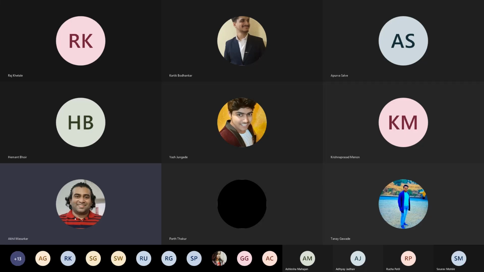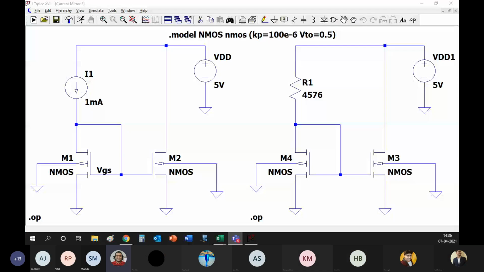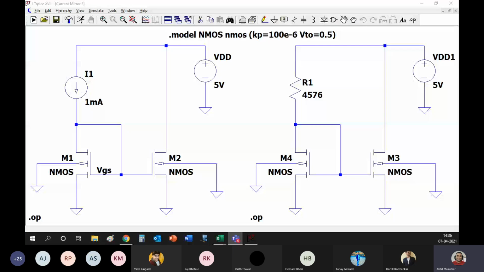We should have this circuit in front of us. Can everybody see this circuit? So this is the circuit of the basic current mirror.